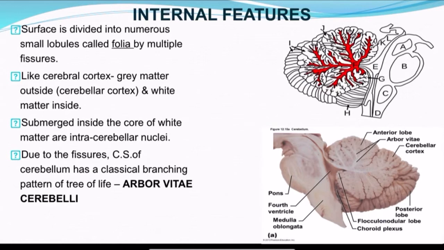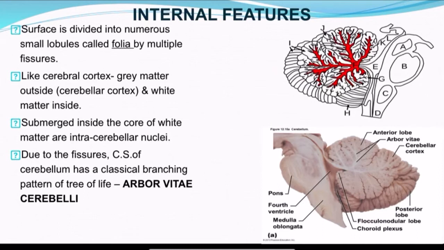Coming to internal features now. We are done with the external features, moving on to internal features. The surface of the cerebellum is divided into numerous small lobules called folia by multiple fissures. When you come to the dissection hall, you will find that the surface of the cerebellum has a lot of small tiny fissures, shown in the picture below. These small fissures will divide the interior of the cerebellum into small leaf-like structures known as folia. The external small fissures will divide the internal structure into small folium.